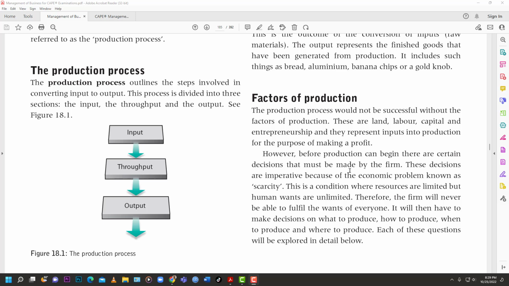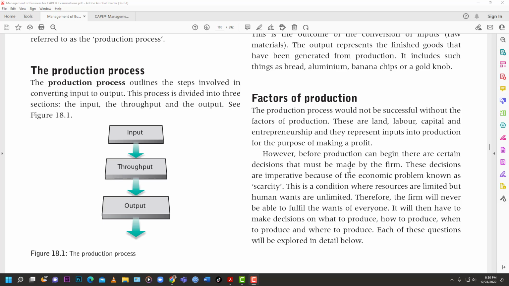Therefore, the firm will never be able to fulfill the wants of everyone. So we got that. So we know scarcity is a thing. Scarcity simply means that your wants are unlimited, but resources are limited. So your wants are infinite, but resources are finite.